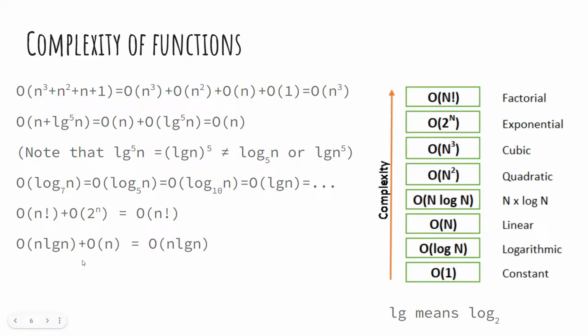And then the last two examples over here again demonstrate something similar to the first example: n factorial dominates over 2 to the n, and n log n dominates over n. And so we get big O of n factorial plus big O of 2 to the n is equal to big O of n factorial, and big O of n log n plus big O of n is equal to big O of n log n.